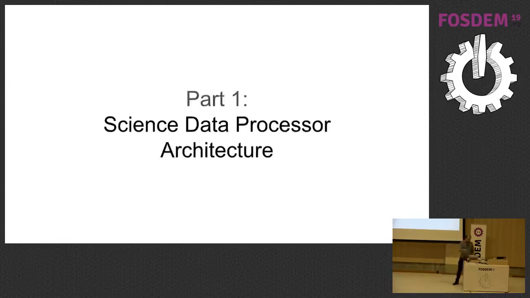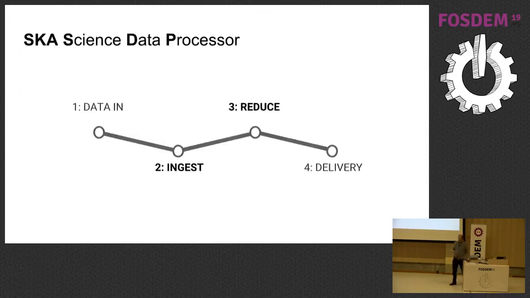I'm going to talk about three things. The first is the science data processor architecture. This is the part of the Square Kilometre Array that's actually doing the number crunching. Each of these telescopes, SKA1 mid and SKA1 low, will have its own dedicated supercomputer to process the data coming from the telescope.